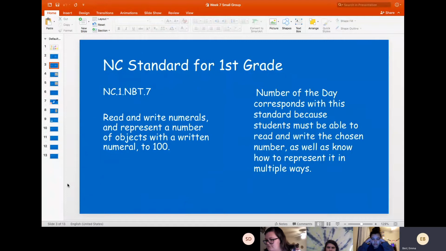The standard I chose for first grade is NC 1 NBT 7. This is where students can read and write numerals and represent a number of objects with a written numeral to 100. So the number of the day corresponds with this standard because my goal is for students to be able to read and write the chosen number as well as know how to represent it in multiple ways.